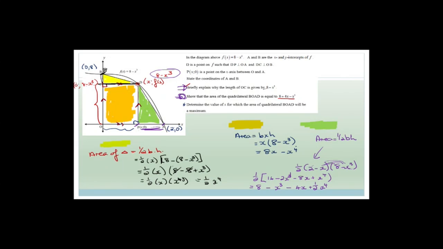We need to take this last one here. We need to take this last one here. And we need to take this last one here. And we need to add them up, because those are the areas, the three areas, the yellow, the orange, and the green. Okay, so let's do that. But first we need to erase all of this so that I have space.